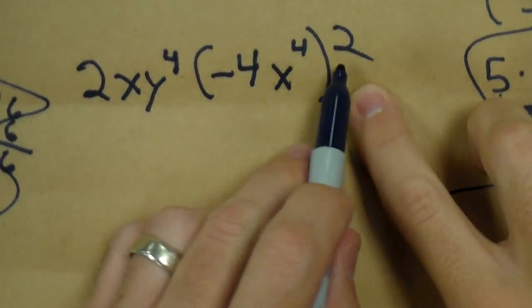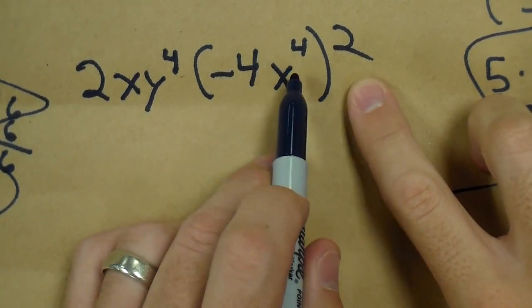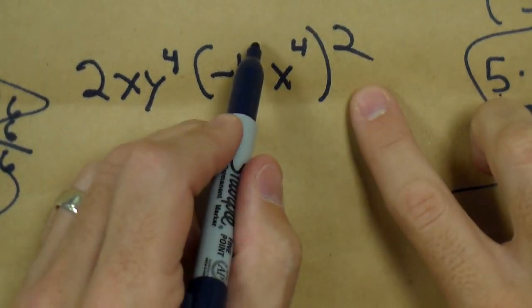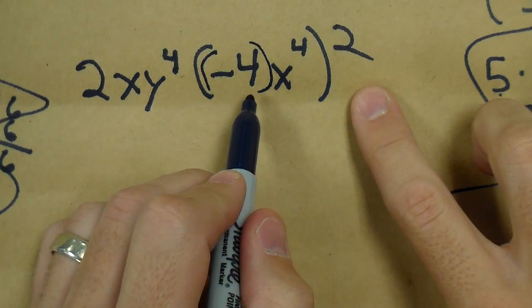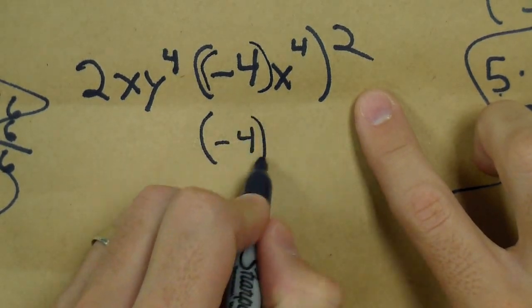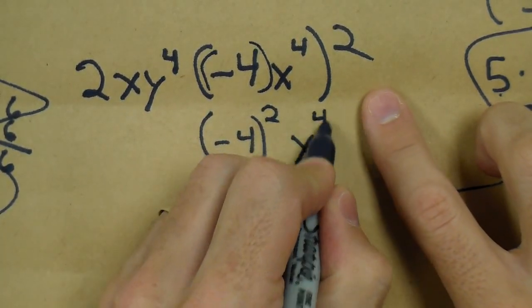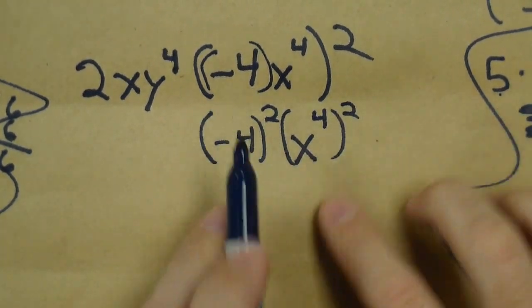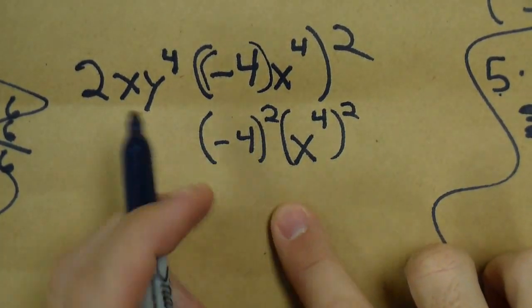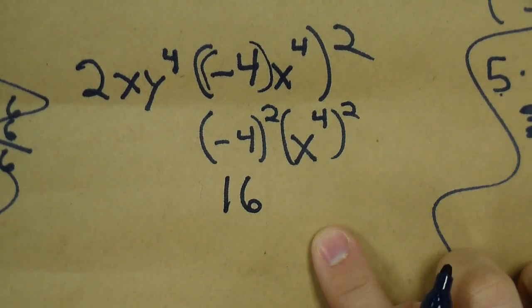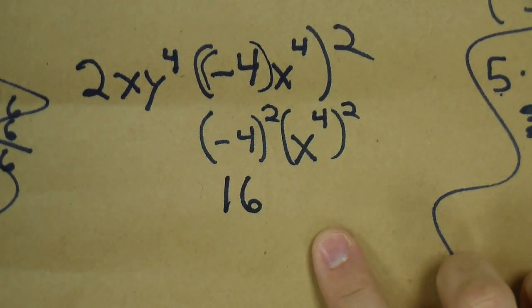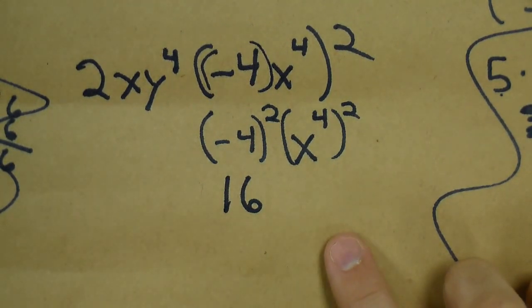Now, first thing I'm going to do is distribute this 2 into the terms inside the parentheses. But we have to be careful because that negative 4 is its own term. So it becomes negative 4 squared and then x to the 4th squared. And why that's important is negative 4 squared is positive 16. If you just look at the 4, you'd leave it as negative and you'd make it negative 16, but that's not following the proper rules.